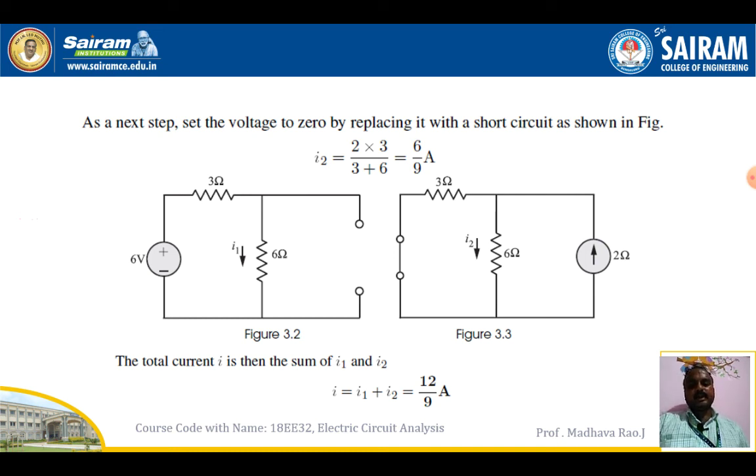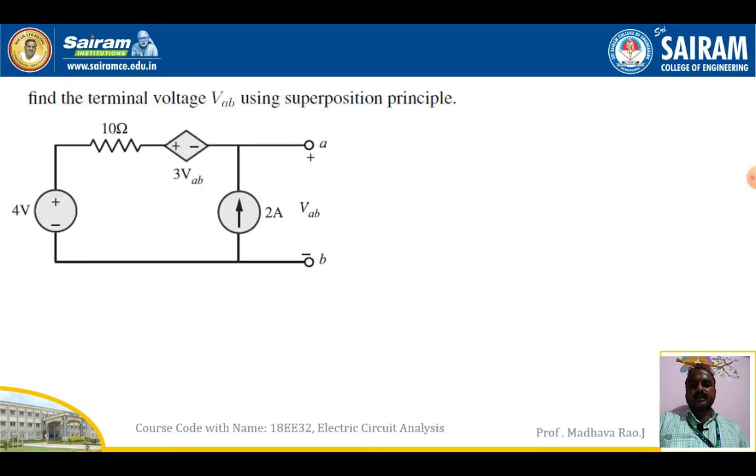I1, how did we calculate it? By opening the current source. I2 by short circuiting the voltage source. In both cases the current is 6 by 9. So I1 is 6 by 9, I2 is 6 by 9. We have to add according to the superposition theorem, so the total current will be 12 by 9 amperes. So these are the problems based on superposition.